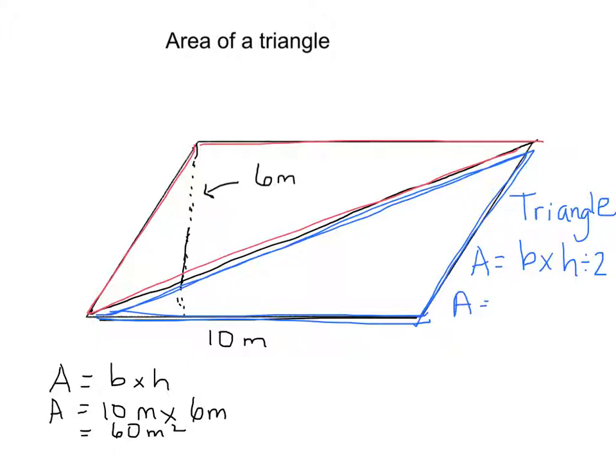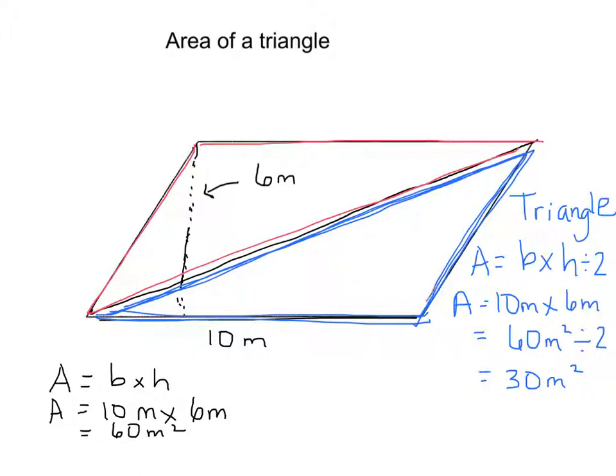So, area equals, again, the base is the same, 10 meters times 6 meters, which is 60 meters squared. Then you divide that by 2. So your answer is 30 meters squared, because 60 divided by 2 is 30. So if we're finding the area of the blue triangle, it is 30 meters squared.